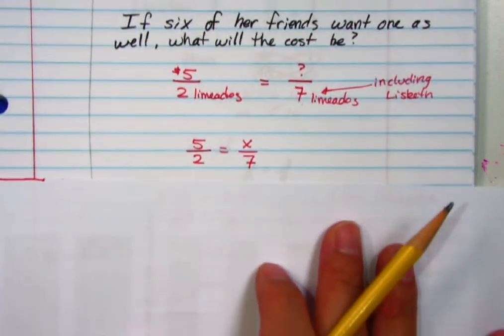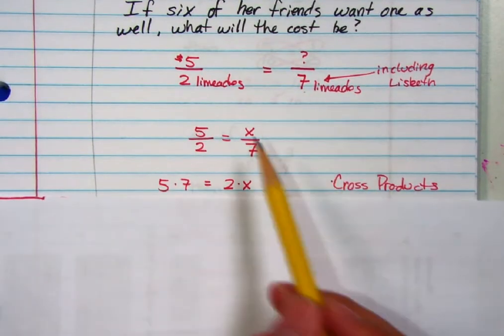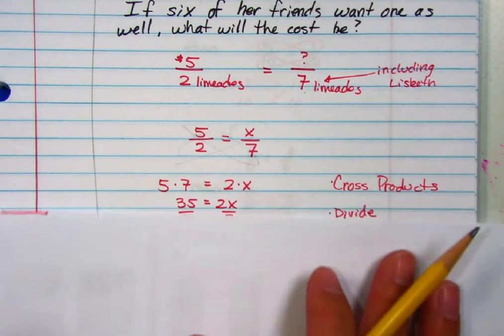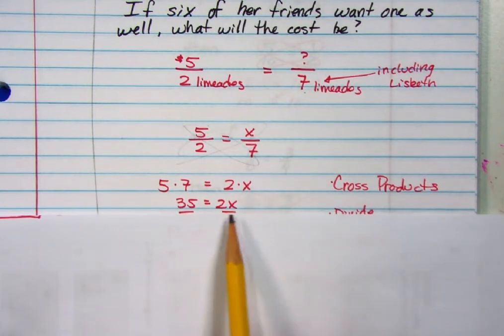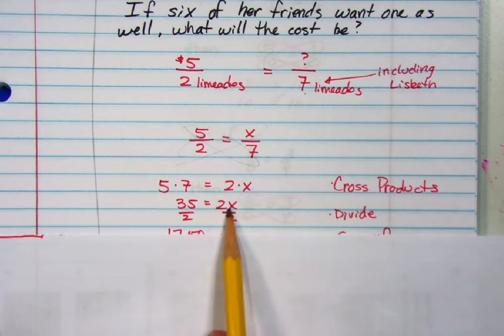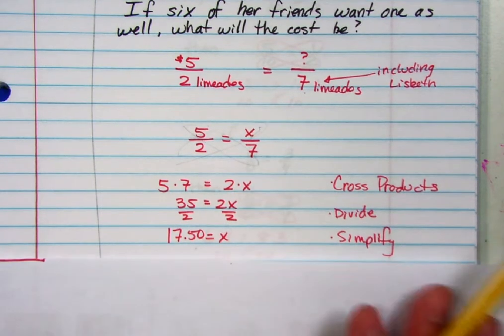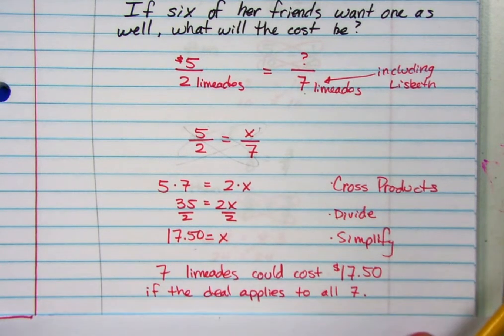So I set it up like this. Watch as I do this. I'm going to use cross products. 5 times 7 is equal to 2 times x. It's 35 equals 2x. Divide by the coefficient. It's called a coefficient. Divide by 2. And I find out 17.50. That's not what each of them costs. It's going to cost $17.50 for 7 limeades. Okay.